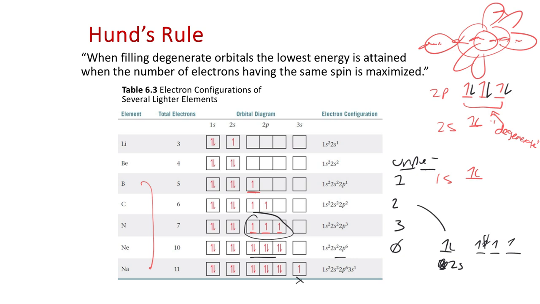But here in this chapter, we're just trying to get the configuration. So we're just trying to see that sodium would be 1s2, 2s2, 2p6, 3s1. You can get that combination of subshells just by following the periodic table.